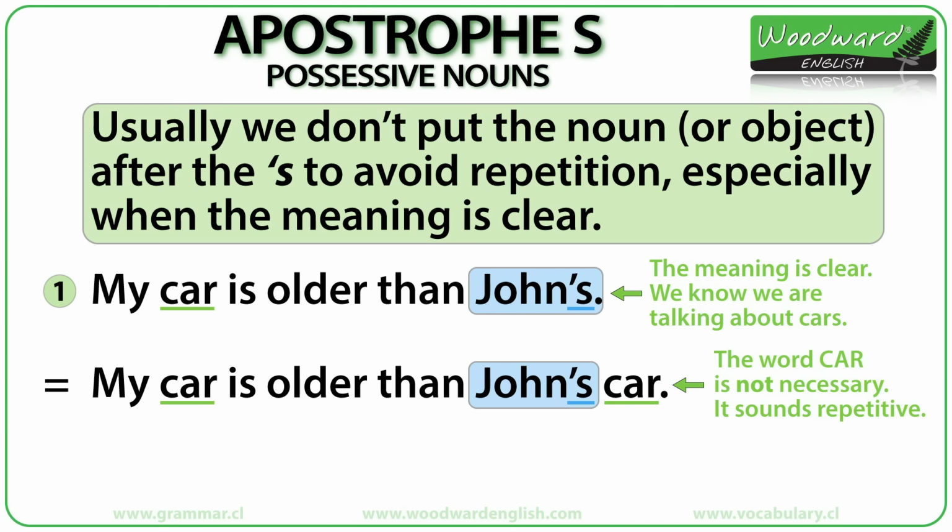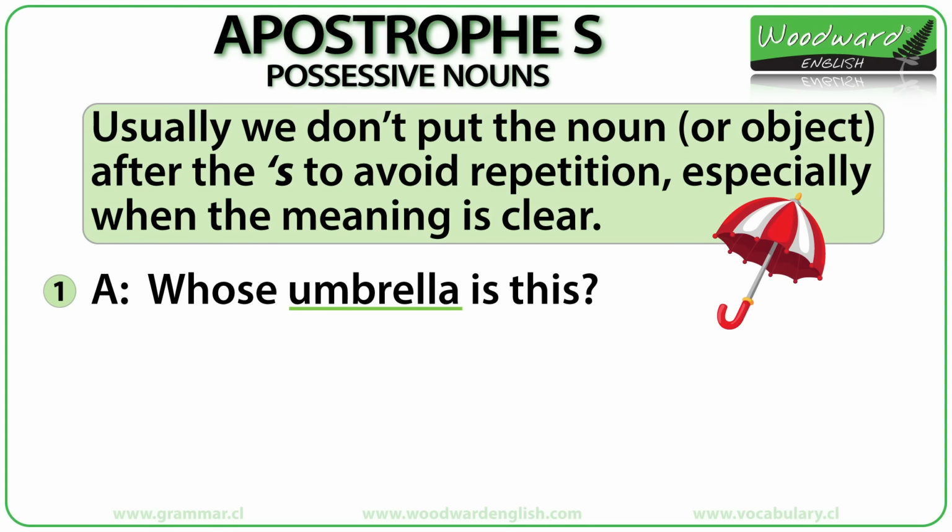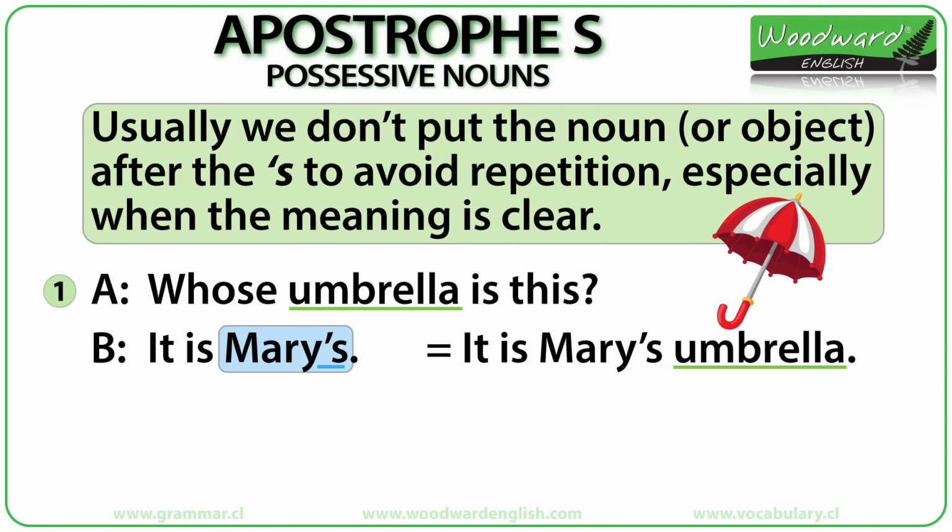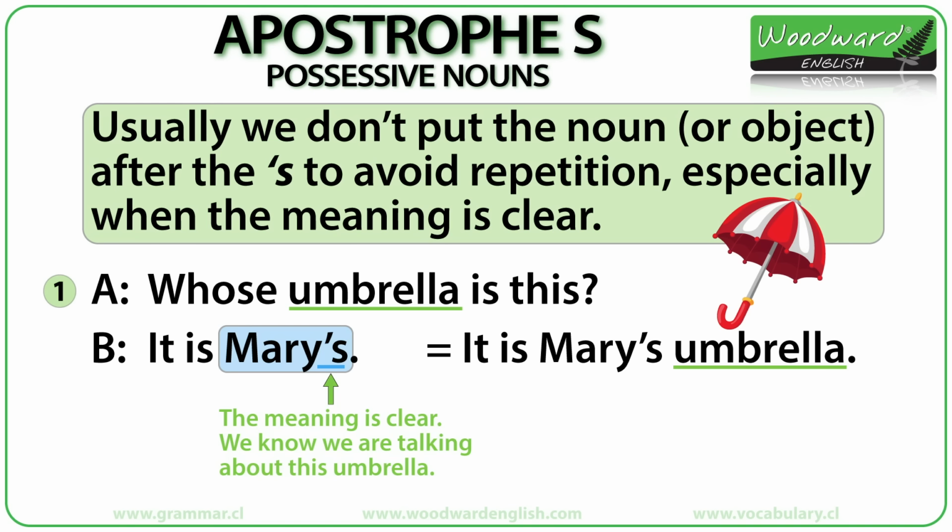The same applies when answering a question. Someone asks, whose umbrella is this? And another person responds, it is Mary's. We don't need to say, it is Mary's umbrella, because it is obvious we're talking about the same umbrella. The meaning is clear. If you hear this, whose umbrella is this? It is Mary's umbrella. Saying umbrella again is not necessary and sounds repetitive. Just say, it is Mary's.